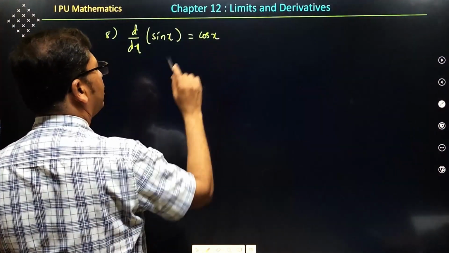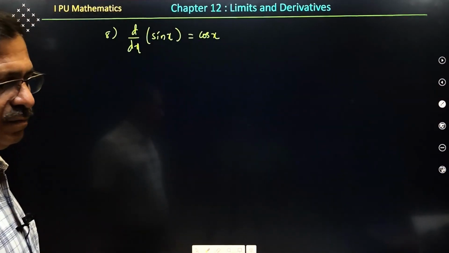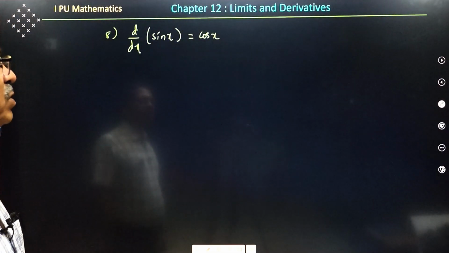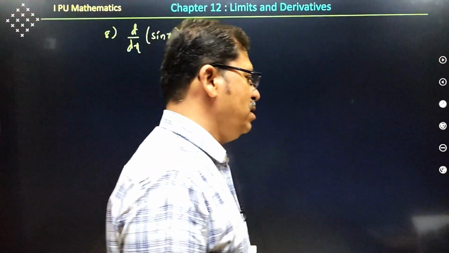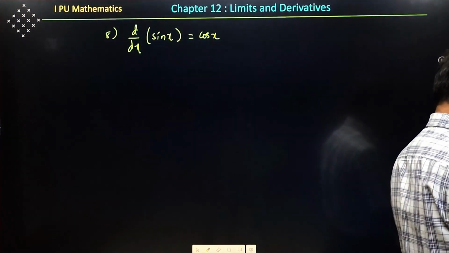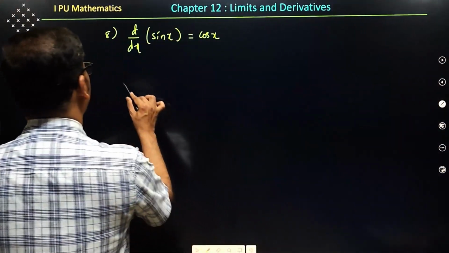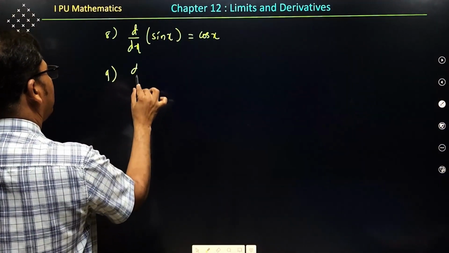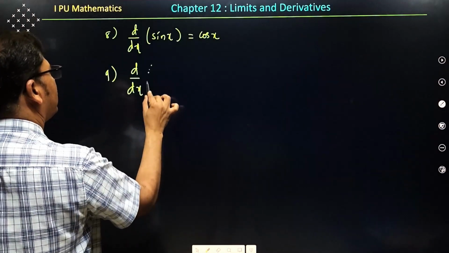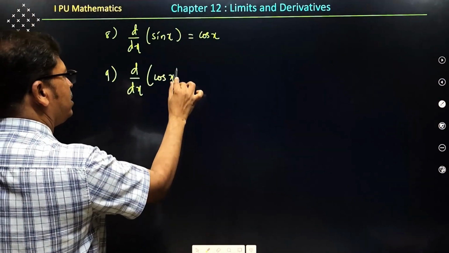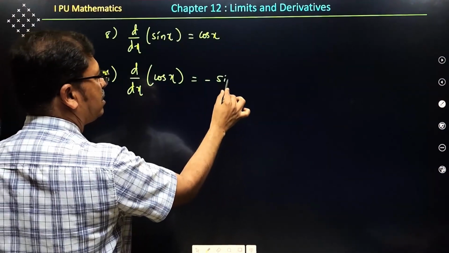We proved all the trigonometric functions. Tell me, d by dx of cos x is equal to what? Derivative of cos x is equal to minus sin x.